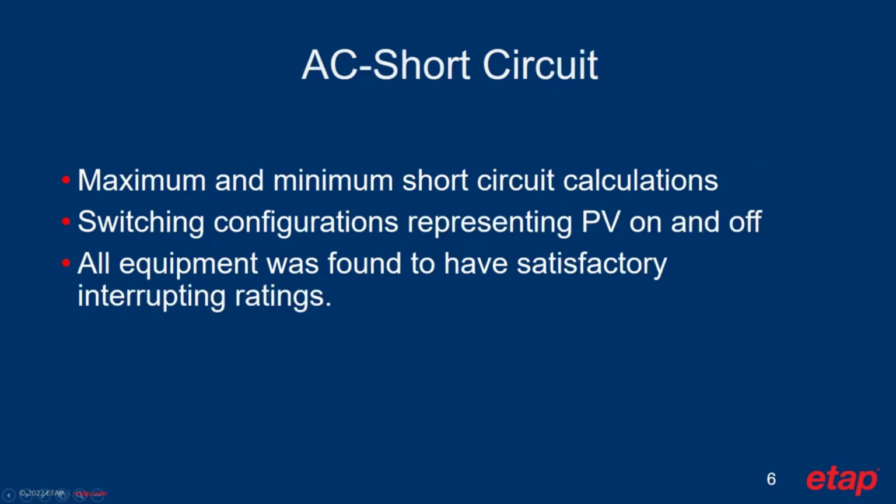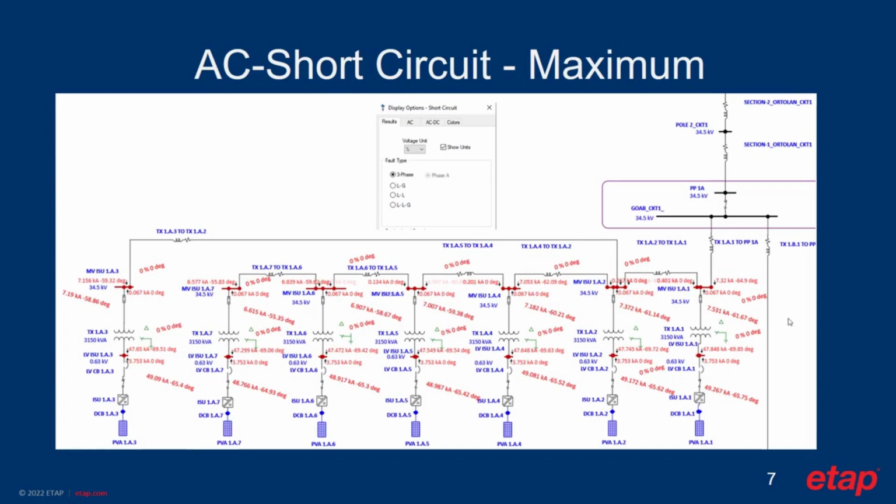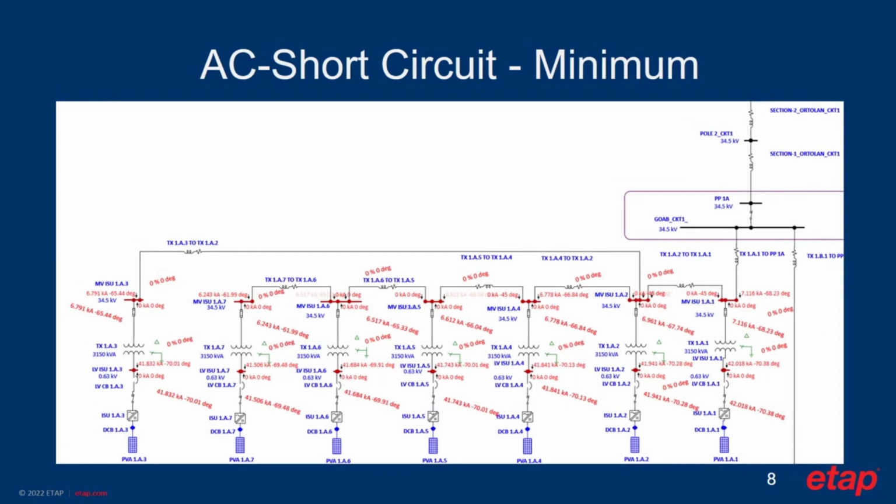The AC short circuit analysis included both maximum and minimum short circuit calculations, and we had several switching configurations representing the PV arrays on and off conditions using ETAP. All equipment was found to have satisfactory interrupting ratings. The maximum and minimum short circuit currents on the PV arrays on the inverter side, and the short circuit study on the 34.5 kV side, were all satisfactory based on the initial evaluation done by ETAP, and the corresponding results were documented as reports.